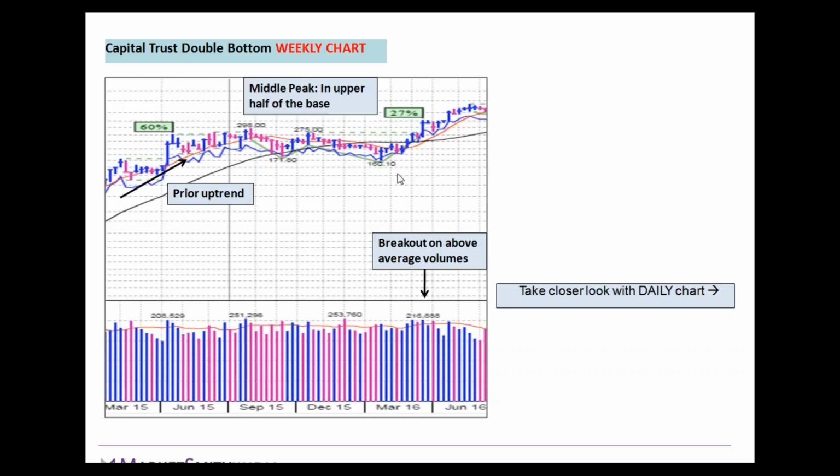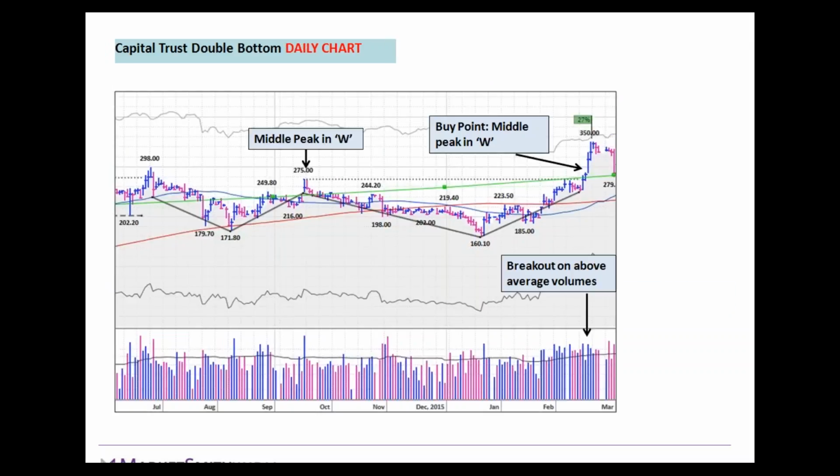So we take a closer look at this with the daily chart. So here it is. Maybe it's a little bit more clear here. So here's the first leg of the correction. The first attempt to rally. Here's the midpoint of the W. Again, notice that it's recovered more than half of its initial losses. This is the second leg of the correction. It starts correcting once more. And again, the low in the second leg of this correction is lower than the first leg. And then it starts rallying again.